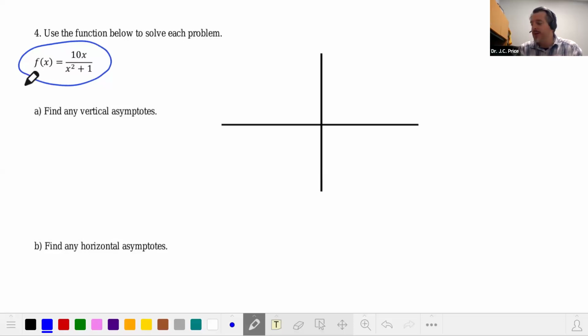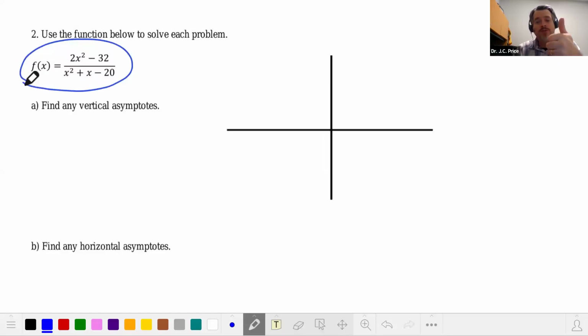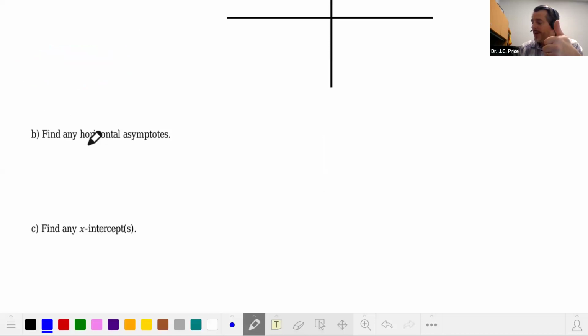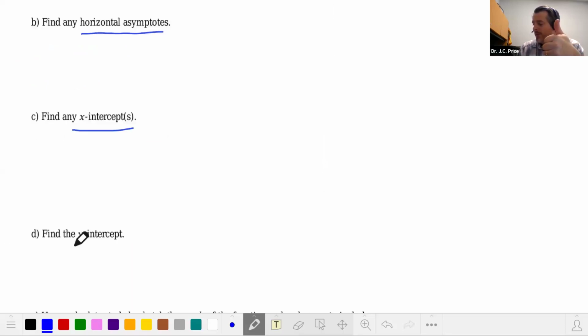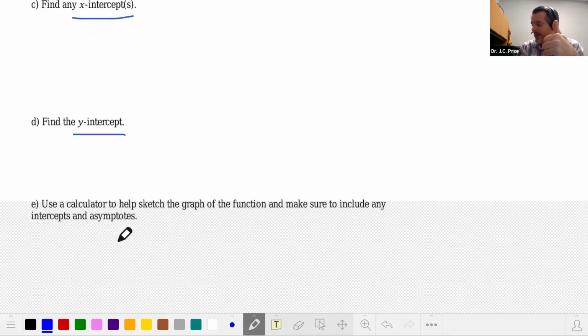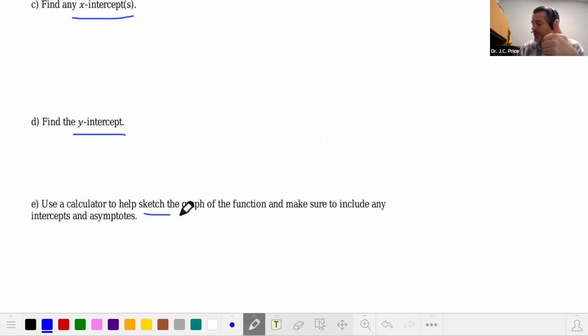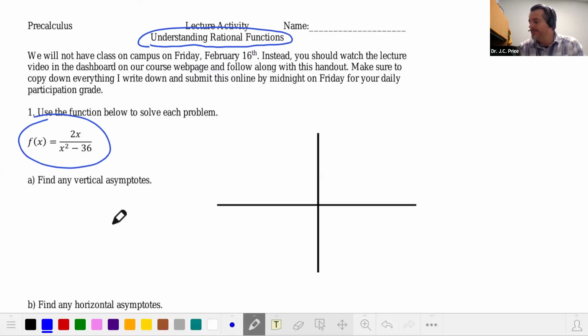And so what we want to do with these rational functions is first find the vertical asymptotes. Then we want to find the horizontal asymptotes. We want to find any x-intercepts. We want to find any y-intercept, if any. And then we'll use our calculator to help us sketch the graph of these functions, and we'll make sure that we include all the intercepts and asymptotes. And so when we do this, make sure you use pencil because we are going to erase. We're going to make some good, common mistakes, and we're going to catch them in the end with our graphing calculator.